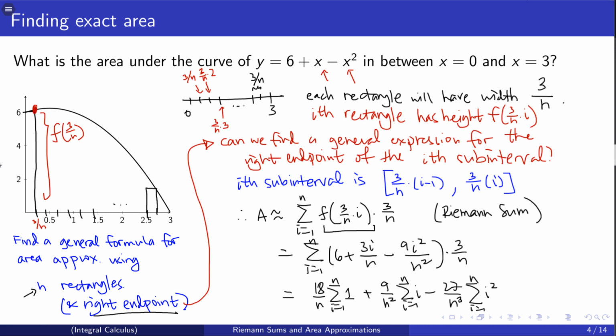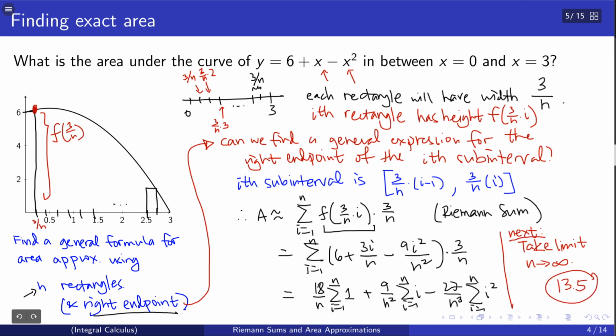And I'm not going to complete this calculation, but I encourage you to try it yourself. Take the limit of this expression as n goes to infinity to get the exact value. You should get 13.5 as the answer there.